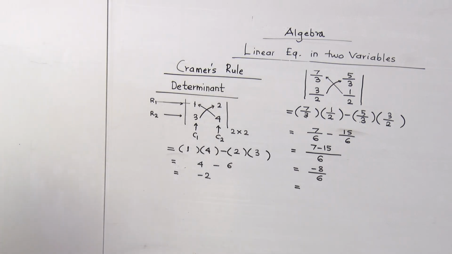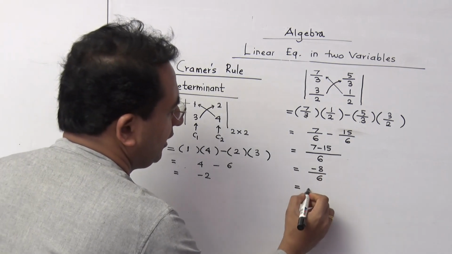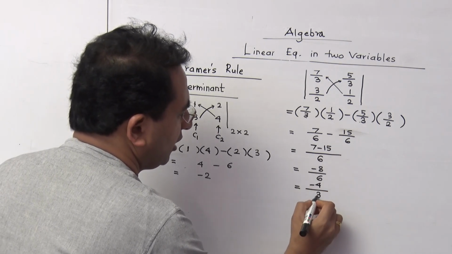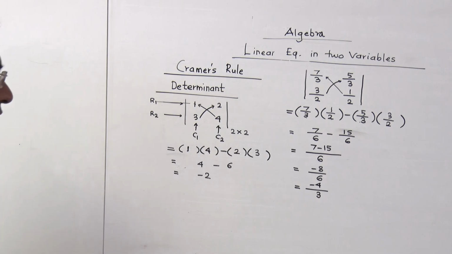You have to reduce that. And that reduction will give you 2 4s are 8, so minus 4, 2 3s are 6. So it is going to be minus 4 by 3.